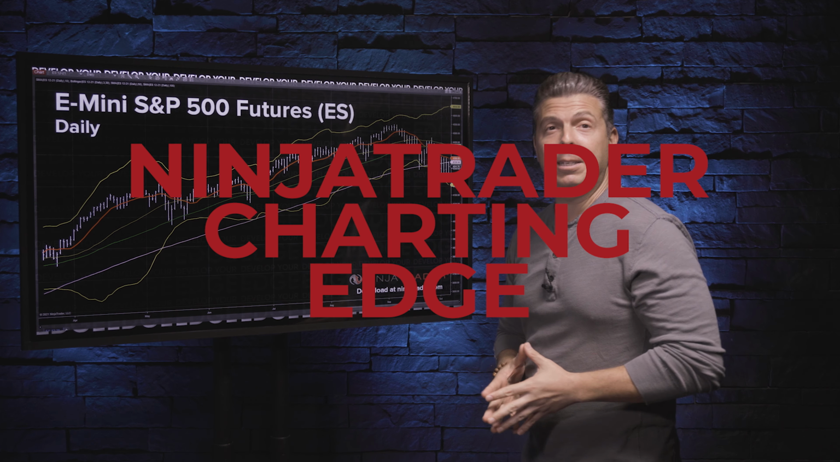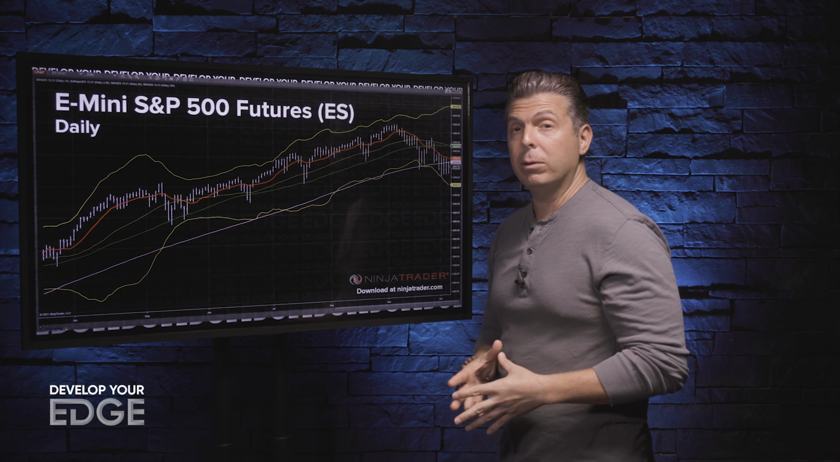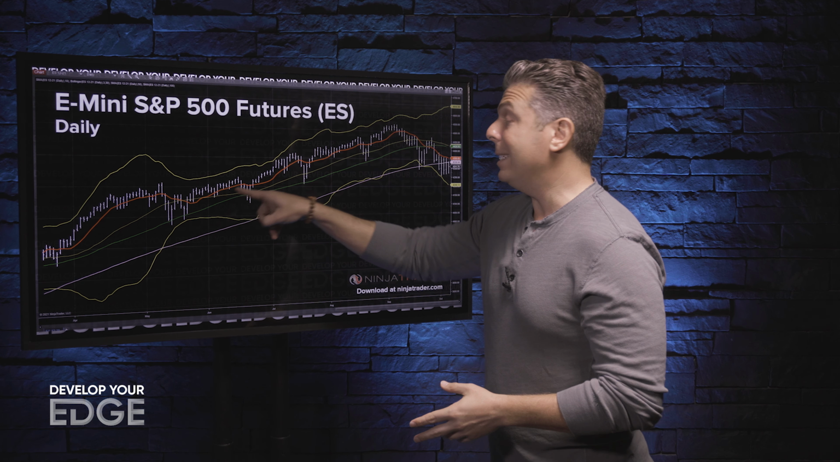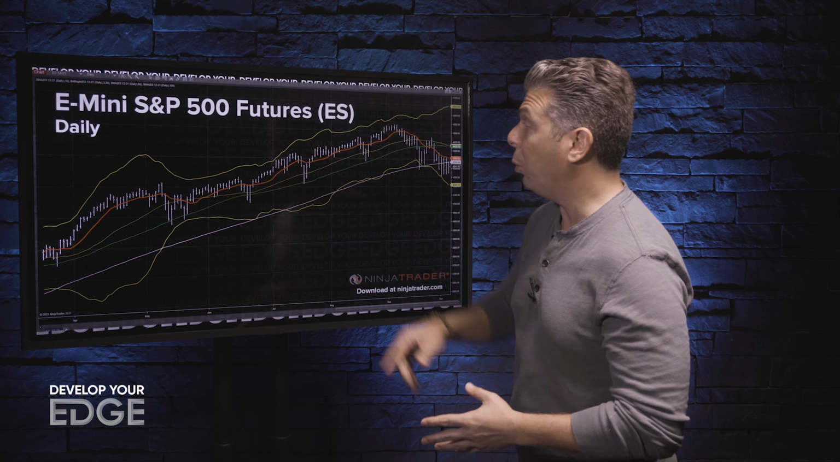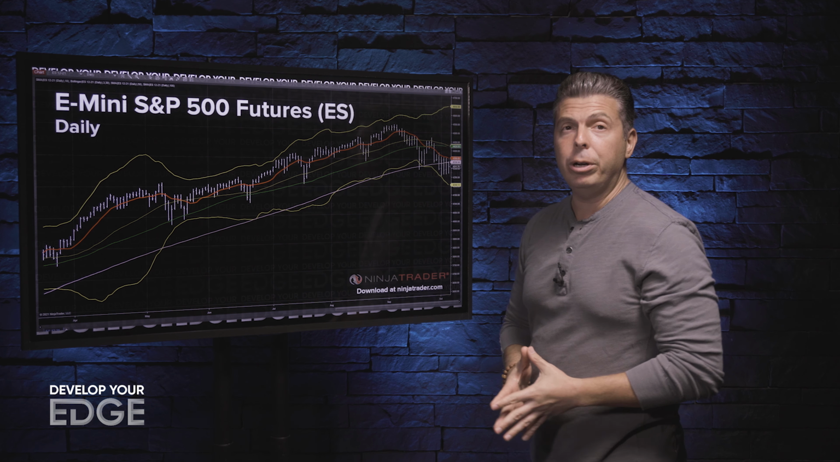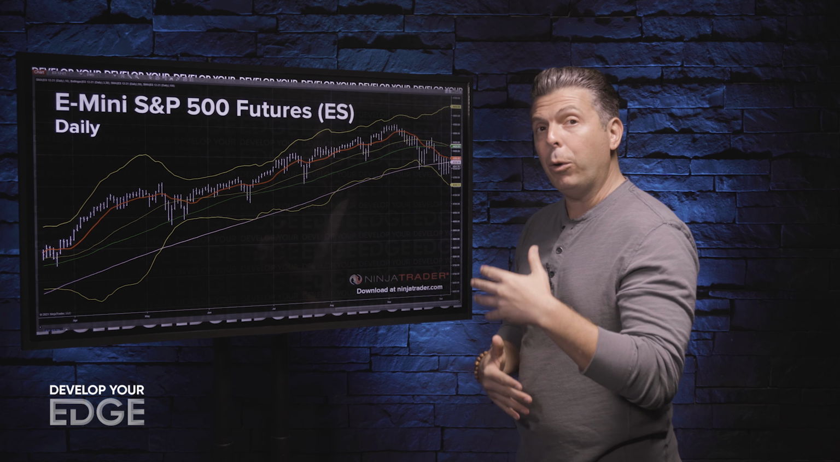Got the E-mini S&P up here for the fourth week in a row. Daily chart, same old, 20 period, 3 standard deviation Bollinger Bands. Red is the 10-day simple moving average, gold is the 20-day, green is the 50-day, and this pink line is the 100-day moving average.